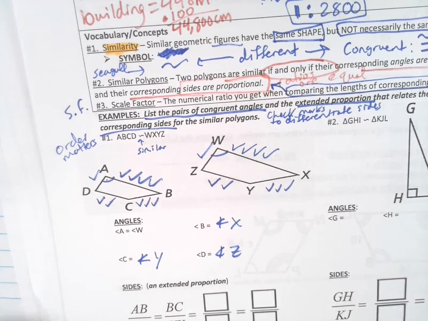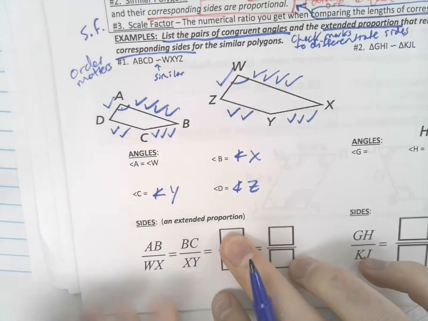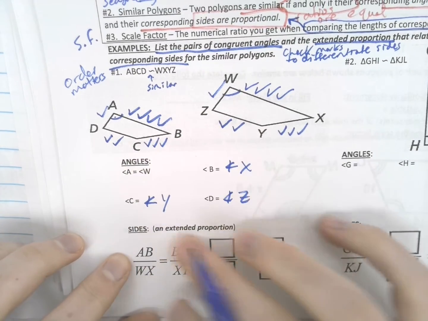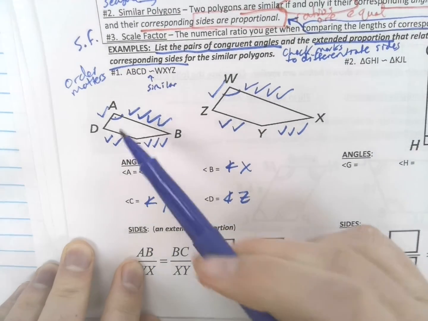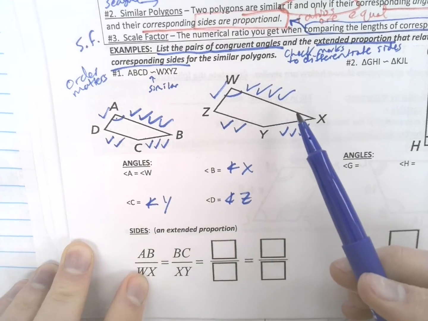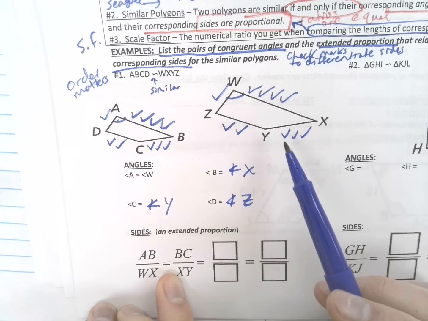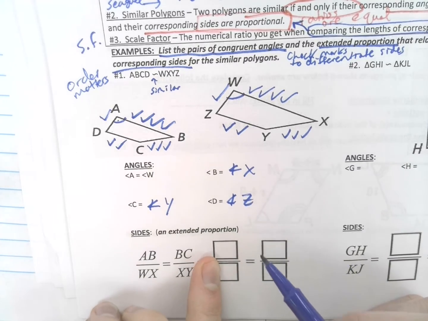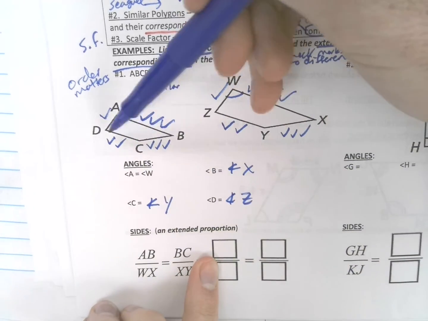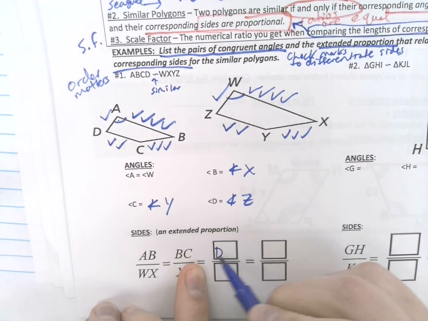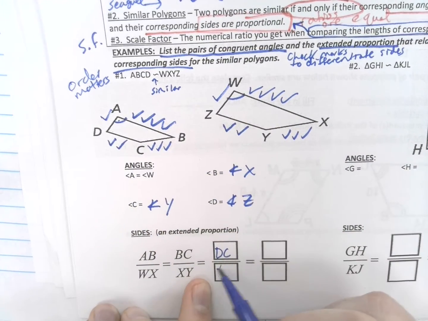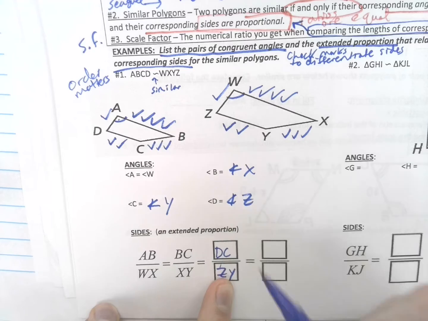Okay. How about our sides here? This is where we're going to do an extended proportion. If we know AB lines up with WX and BC lines up with XY, what are some other sides we could bring in here to verify this? Well, how about DC? Wouldn't it compare with ZY? And then how about AD?